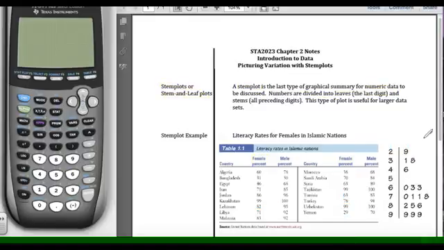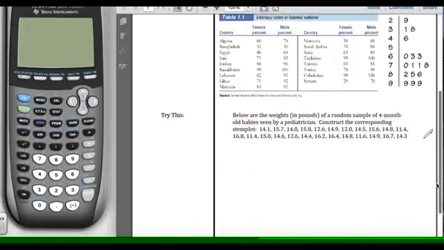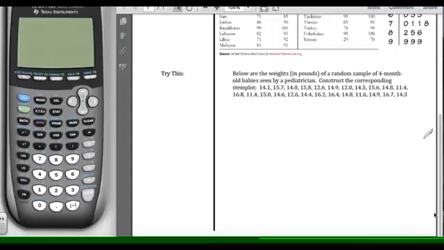The last thing I want to do with stem plots in this video is make our own from a set of data to see how helpful this can be. So here I have the weights in pounds of a random sample of 14-month-old babies seen by a pediatrician. We want to construct the corresponding stem plot. It's not in any order. I can't see what the lowest weight is, what the highest weight is, without sorting through. I can't see what's a typical weight for a 4-month-old baby. So I want to organize this with a stem plot.